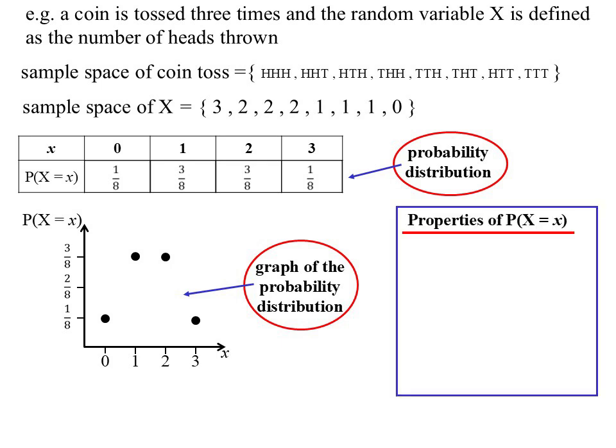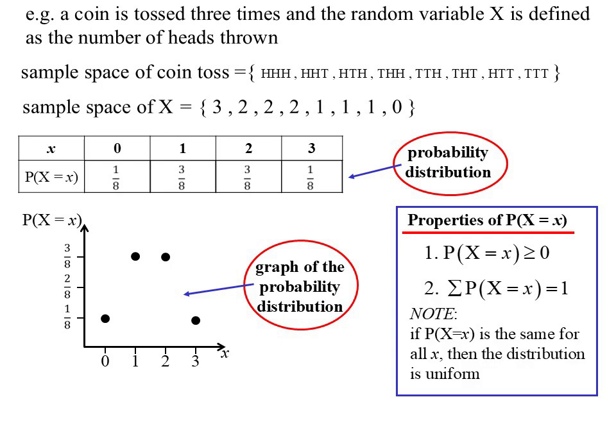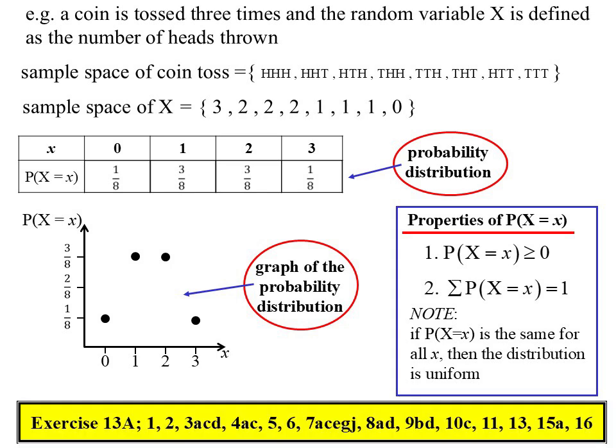Some properties then of this function, probability of X equals x. What do we know? Well, we know it's got to be a positive number, because we're talking about the probability of something. We don't get negative probabilities. And we also know that all those probabilities should add up to be 1. Because if we've got every possible outcome, then it covers all the possibilities, therefore they add up to be 1. If it turns out that those probabilities were the same for every single event, then we just say it's a uniform distribution. Everything's the same. Everything's equally likely. And that will do us to start off with.